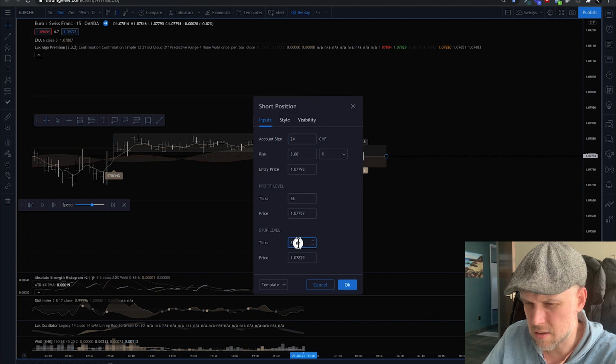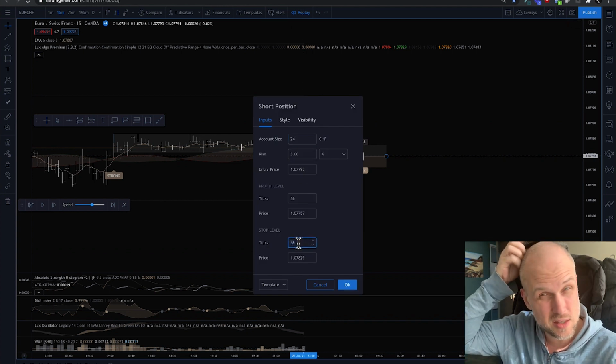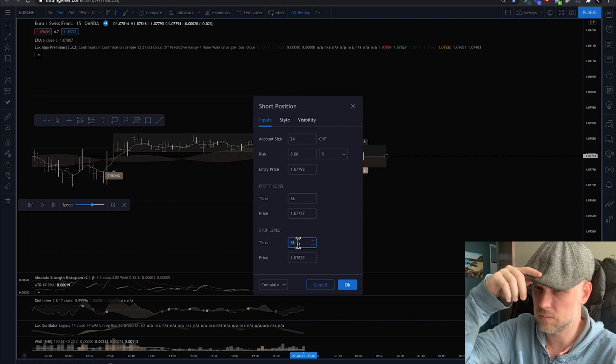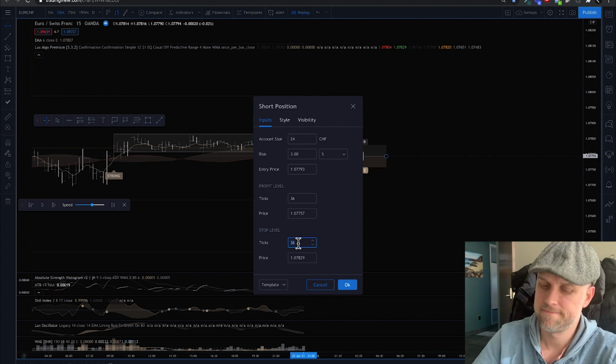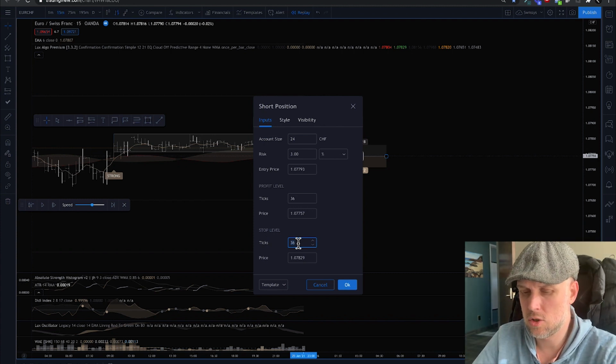ATR is 19, so that means we'll be doing 19 plus 10, so 29, plus our spread. My spread on the Euro Swiss franc is a little bit higher than with the USD yen. What was it? I think it is 5. So 29 plus 5 is 34.